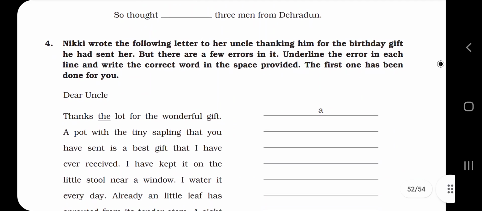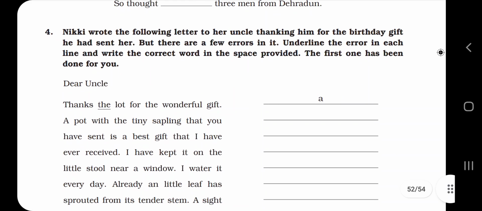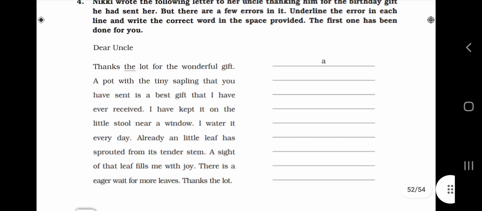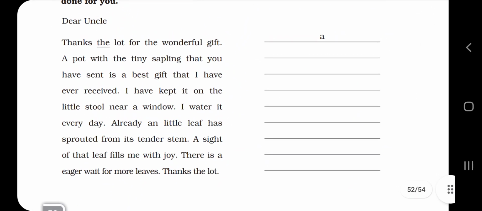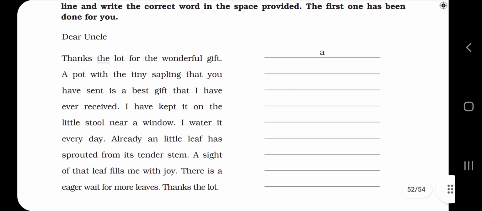Nikki wrote the following letter to her uncle, thanking him for the birthday gift he had sent her. But there are few errors in it. Underline the errors in each line and write the correct word in the space provided. The first one has been done for you, and this is very simple. I guess you can do it very easily. Let's do it. By the way, dear uncle, thanks a lot. It should be okay, it has been done.